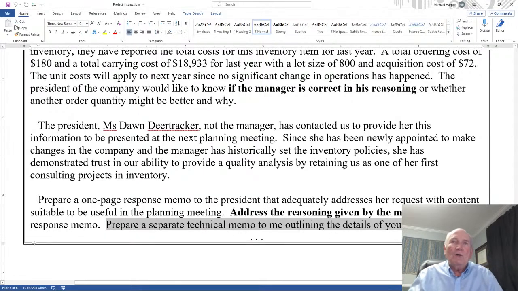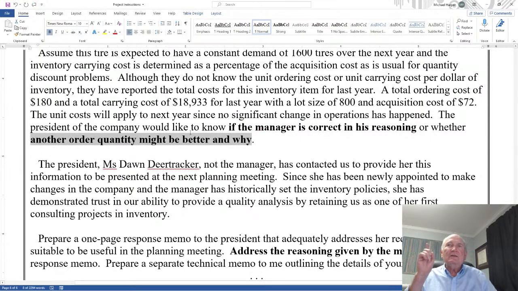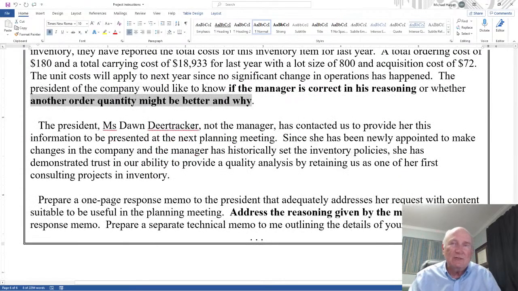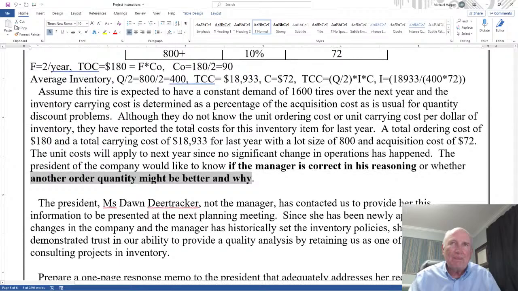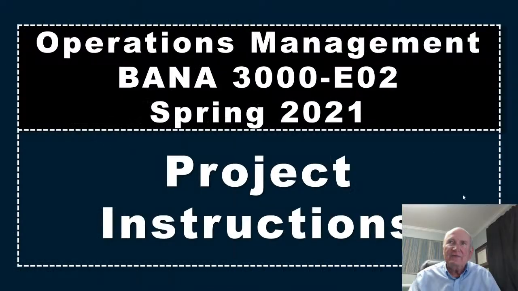Okay. Also, another quantity is better and why. So one, the manager's reasoning, and then another quantity is better and why. Those are the two things in this memo, should you choose to do this. Okay. Well, that's pretty much a good introduction, and I'll leave that there for the projects.